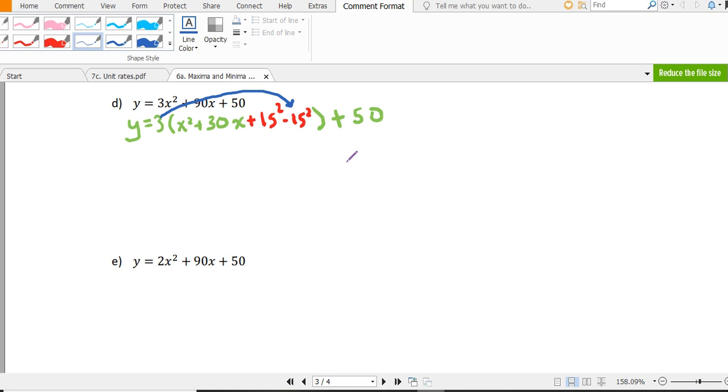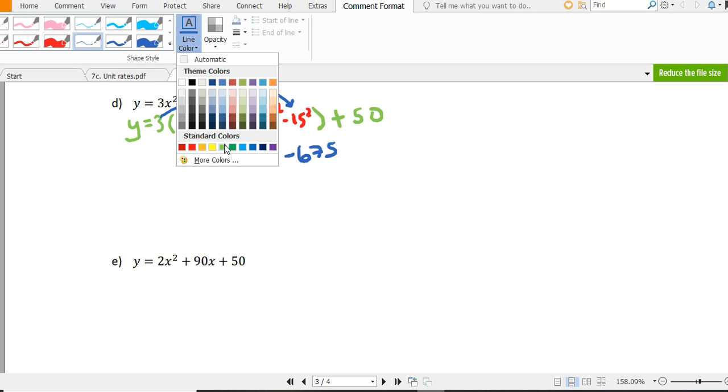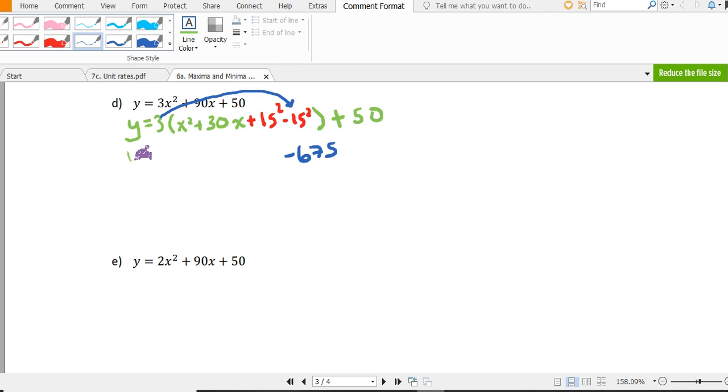Okay, so what is 15 squared? 15 squared is 225. So this is negative 225. Negative 225 times 3 will give me negative 675. So that's where you got your negative 675 from. Okay. Now, you were very close, Christian, and here is where your mistake is.